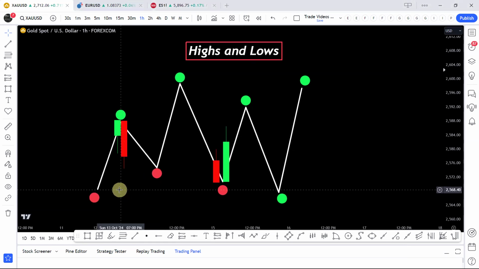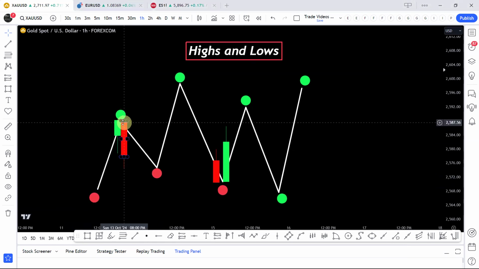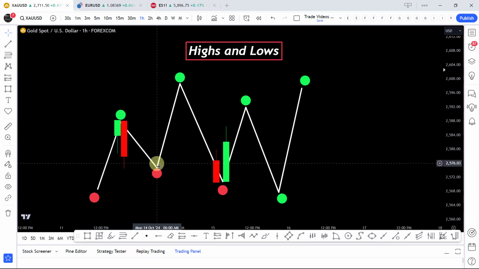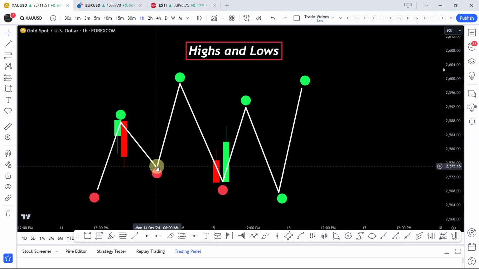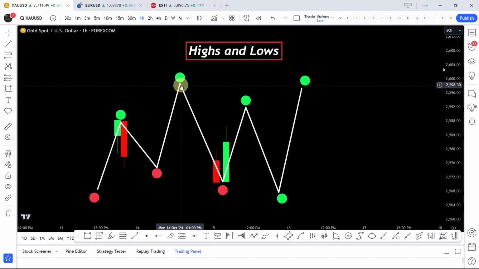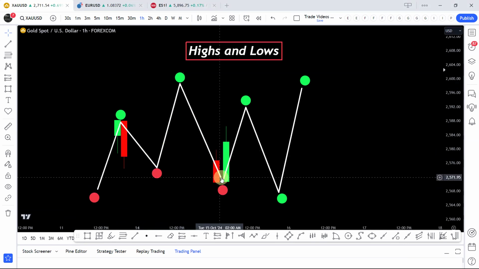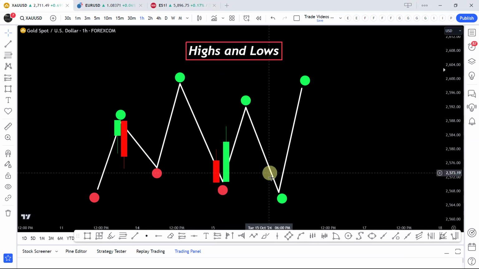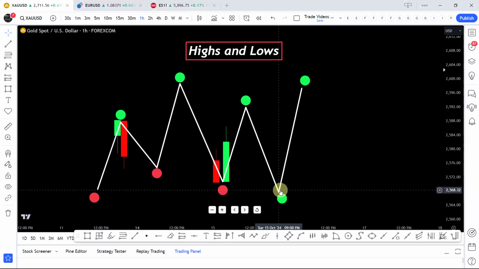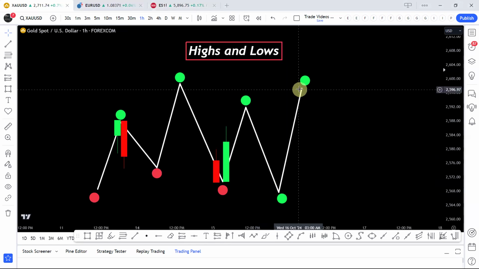So what is basically a high? A high is the highest point which the price makes before reversing its direction. And what is a low? The low is the lowest point the price makes before reversing the direction. So a high is the highest point before reversing the direction, and a low is the lowest point before reversing the direction.